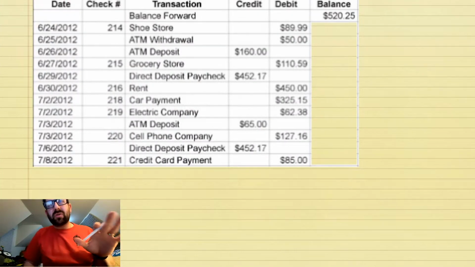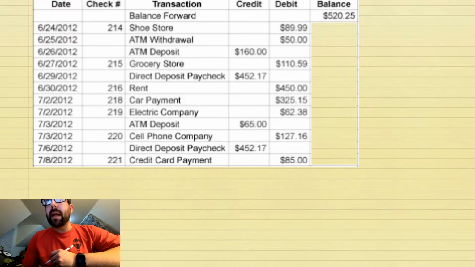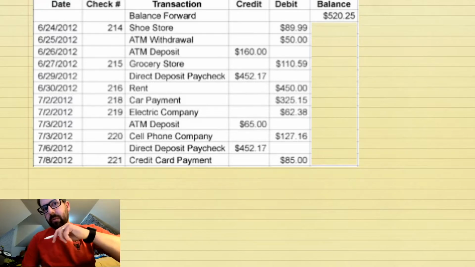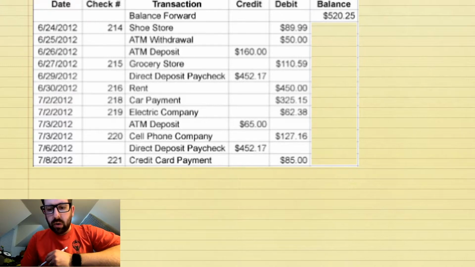What you're looking at here, sorry it's a little blurry, is a checkbook where they're writing checks. They have a certain balance here, $520.25. It's the balance forwarded from last month, so it's carried over. We're going to the shoe store, and it looks like we're taking out a bunch of things. We have a debit, a withdrawal, ATM deposits and whatnot.